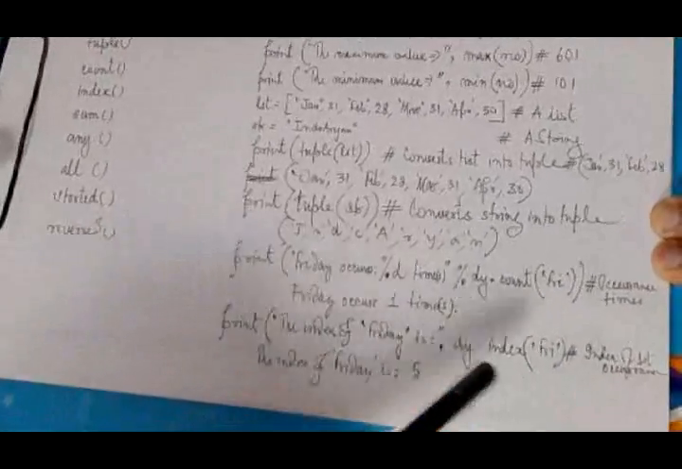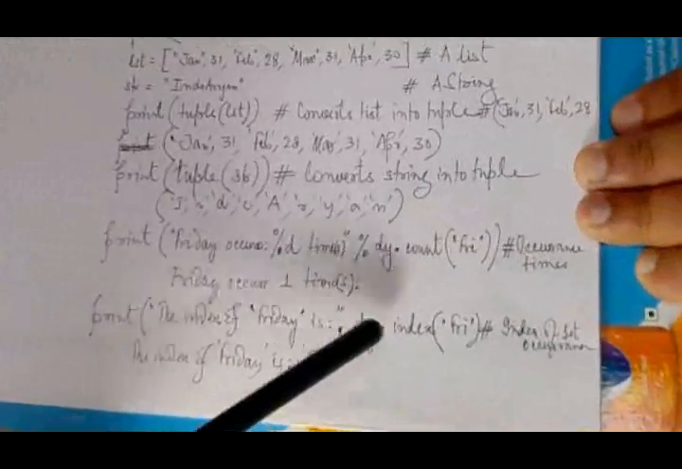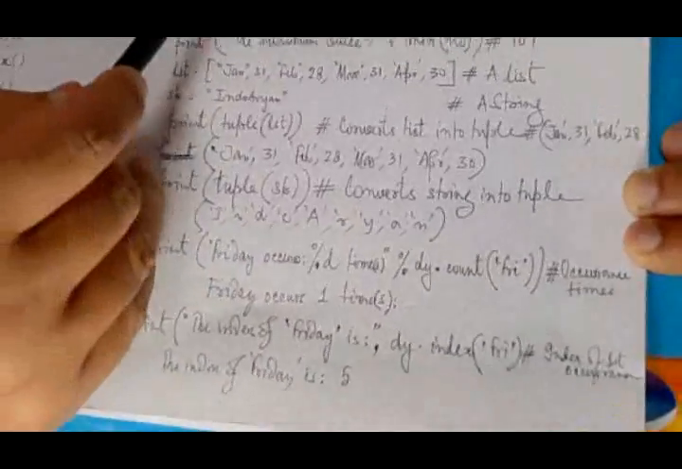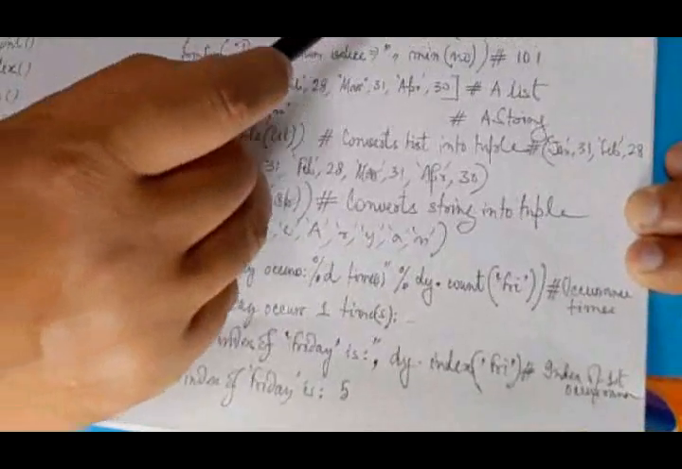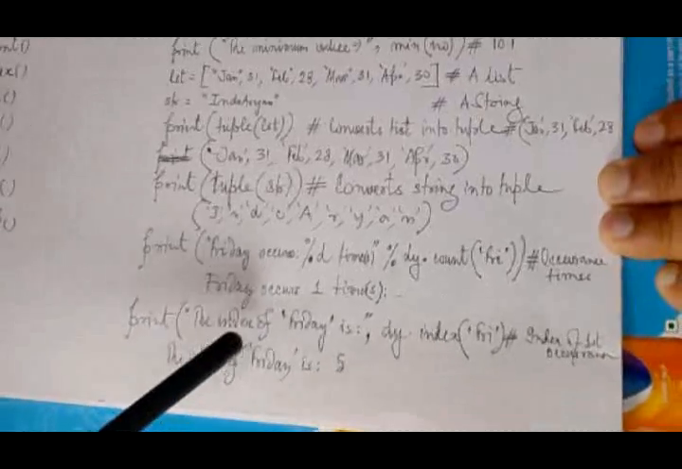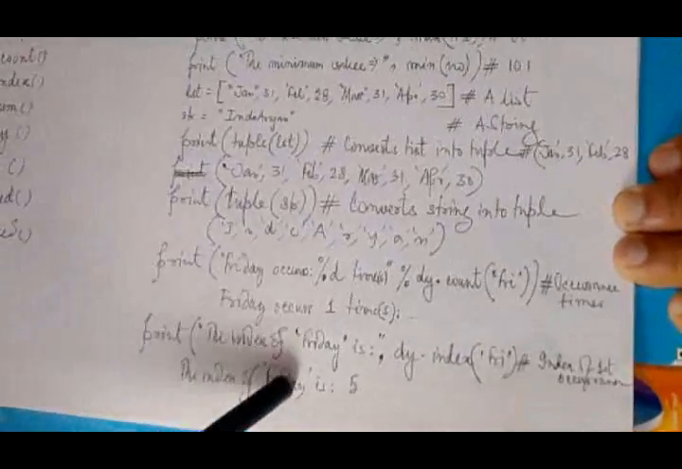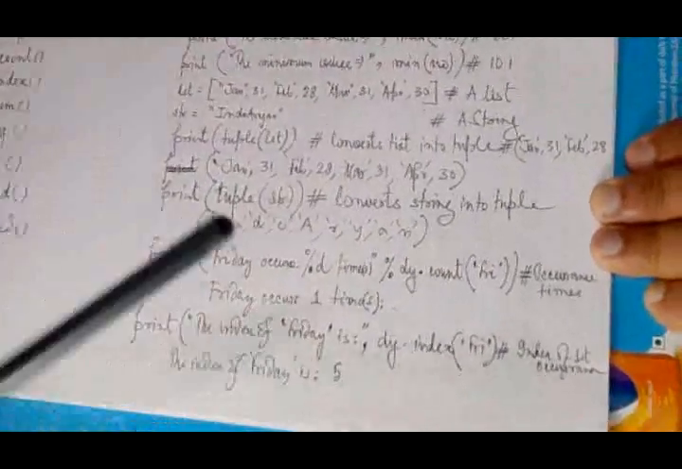Friday is not there, that is actually FRI. What is the index of FRI in dy? Naturally 0, 1, 2, 3, 4, 5. So the index of Friday is 5, which comes here. Clear?